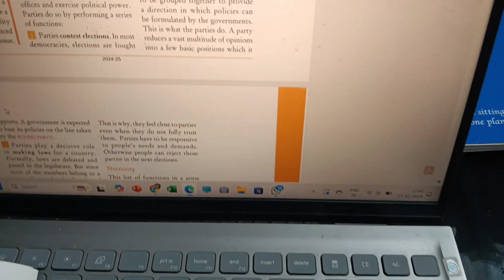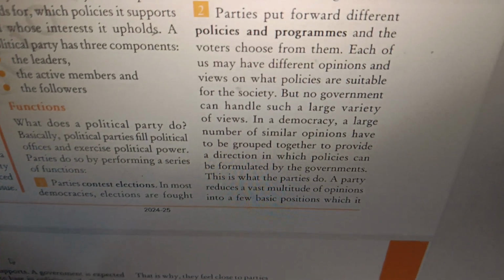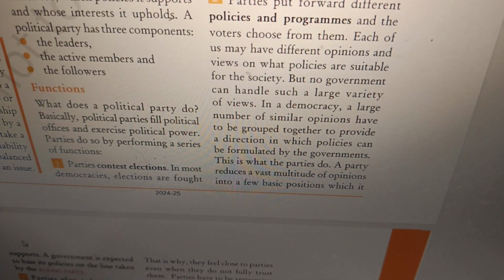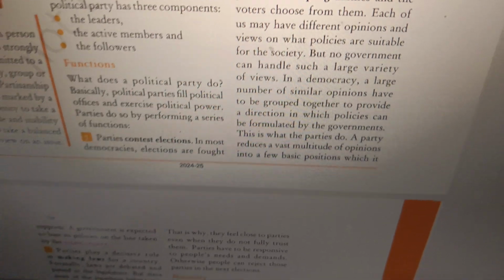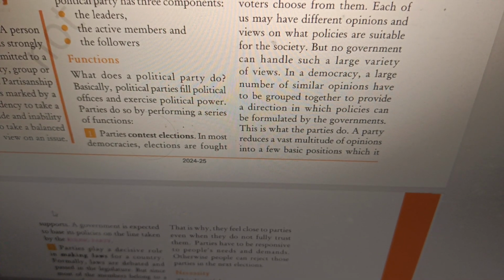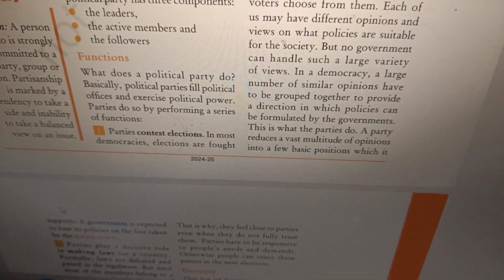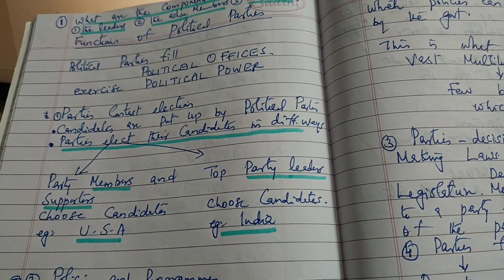Yes, I'll show you. This way only it is given. In your textbook, only these 3 points are given after the functions. So where do we get the answer? I will tell you how to write the answer regarding the leaders, the active members, and the followers. You can write this answer from the functions. Yes, go through the functions.